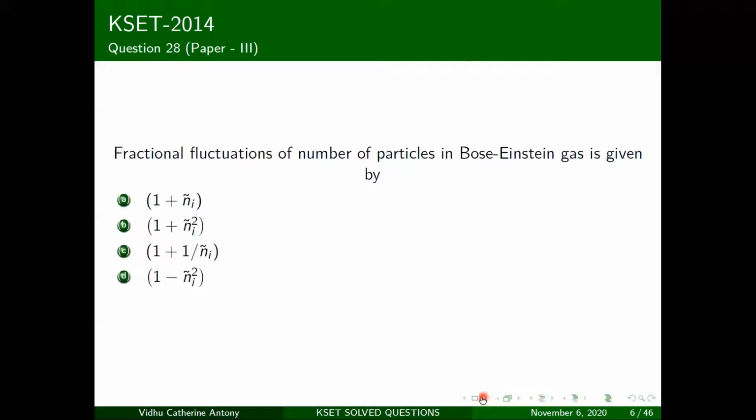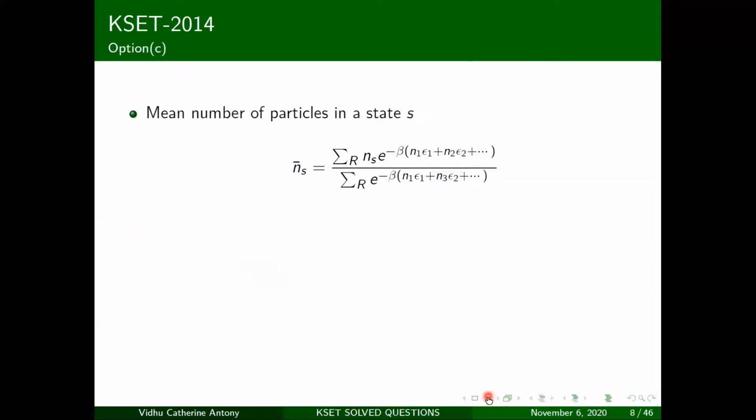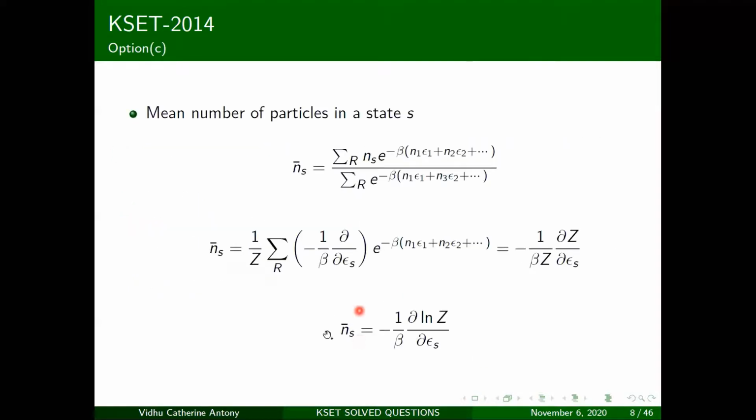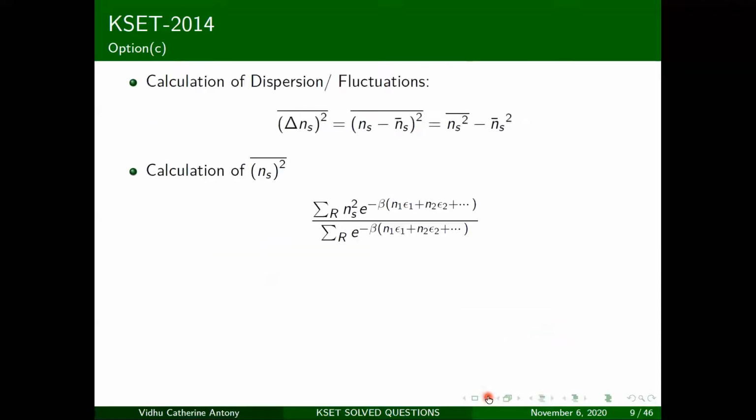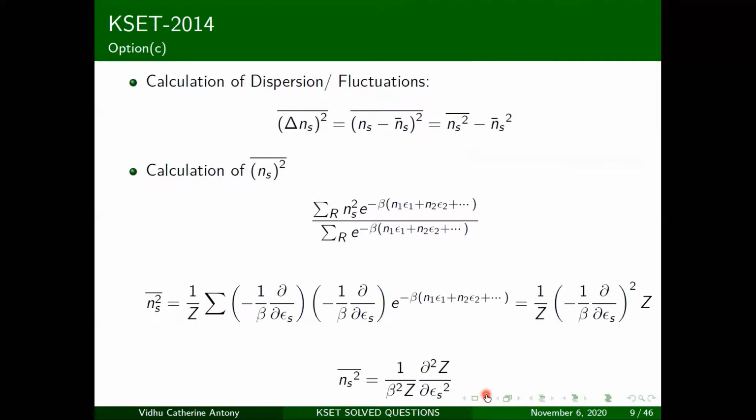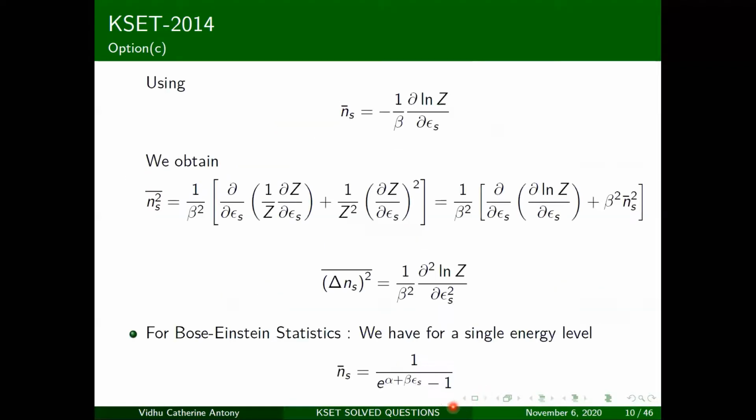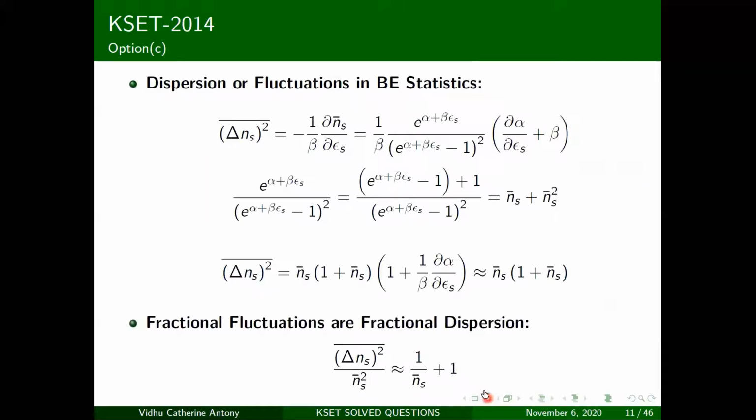Now, typically what people would do is mug up the formulas for your fractional fluctuations, and you end up ticking this answer out because you do not have time to do all this out. Or you need to remember this formula. Okay, your NS bar is equal to minus 1 divided by beta, dou ln z divided by dou epsilon s. Using that, you can calculate your average dispersion or fluctuation. So using that, you do that and you divide it by this.